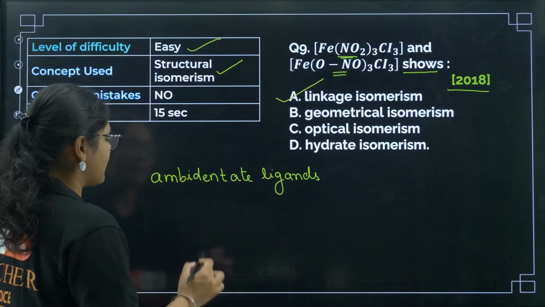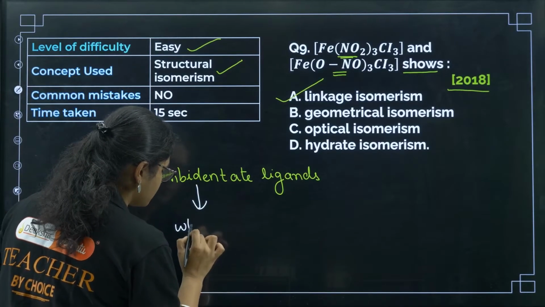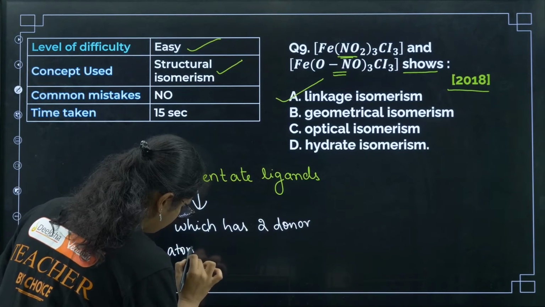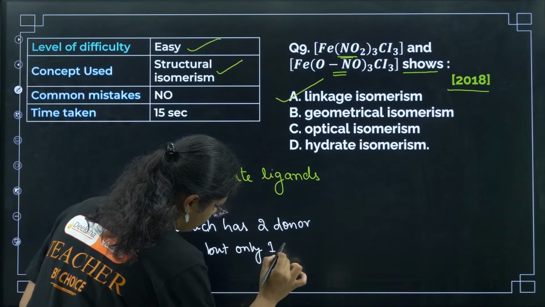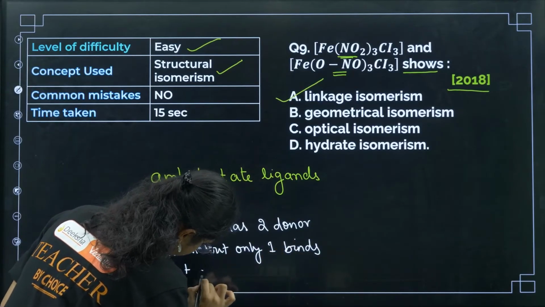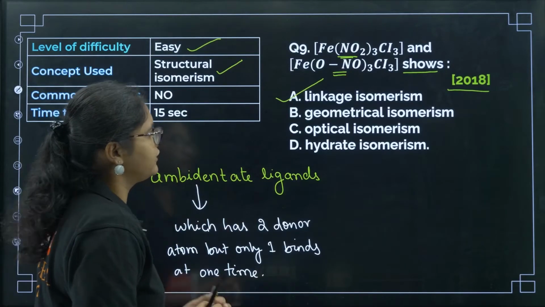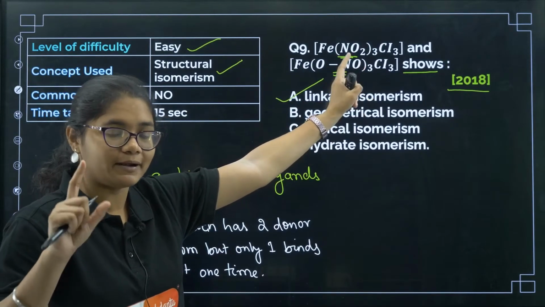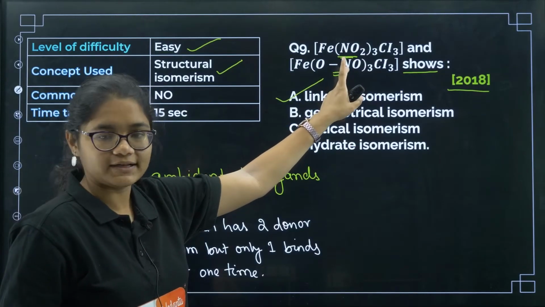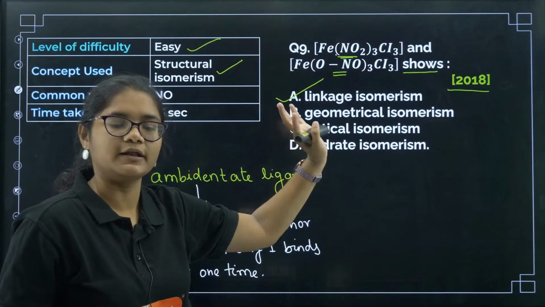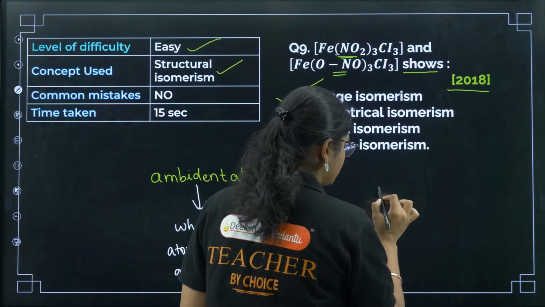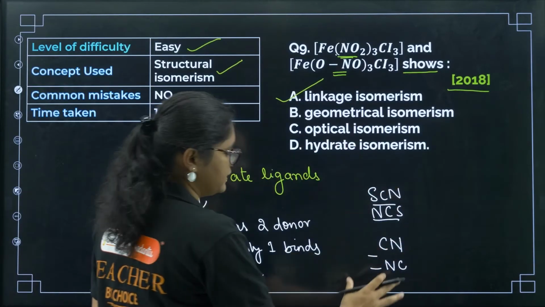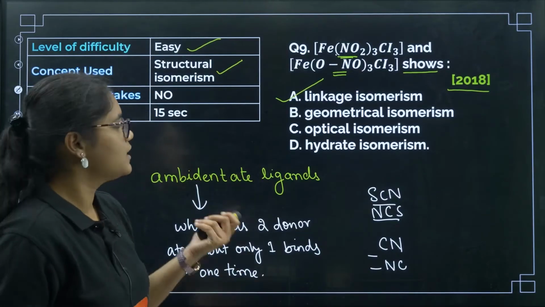Now what are ambidentate ligands? Ambidentate ligands are those ligands which have 2 donor atoms, but only one binds at one time. For example, if you see here N is forming a bond, but O also has a donor atom. O can also form a bond, but at one time we have only N here. When O is forming a bond, N is not forming a bond, and when N is involved in bond formation, O is not taking part in bond formation, right? There are many examples like this. First one is NO2 and ONO, then you have SCN and NCS, then you have CN and NC. Any of these ligands, if you find, they always form linkage isomerism. Okay, option A. Next question.